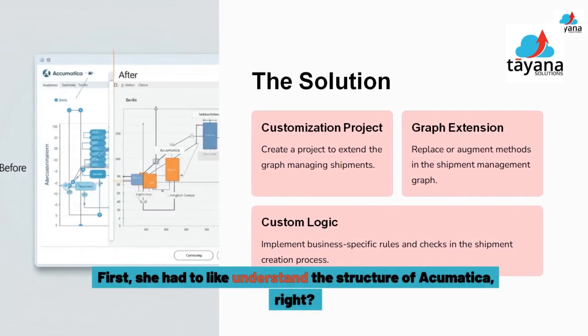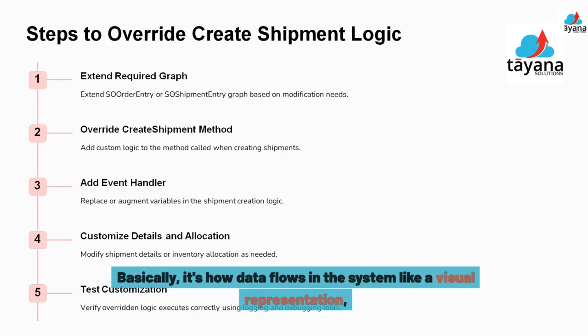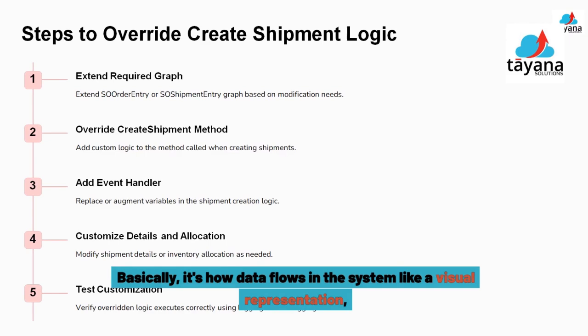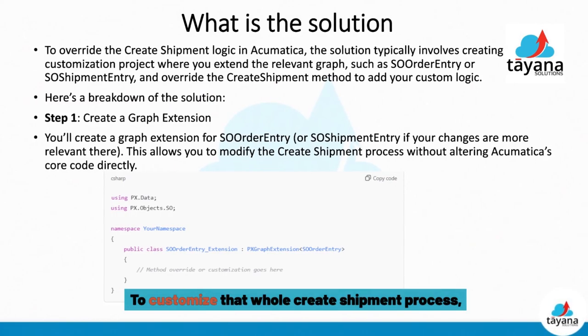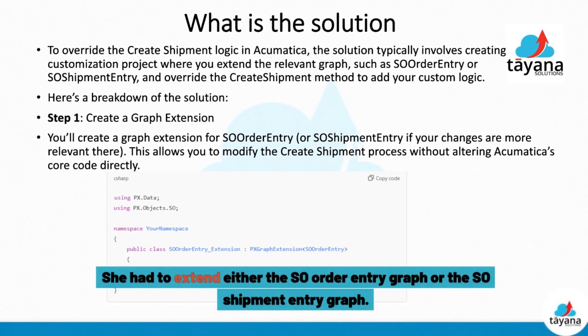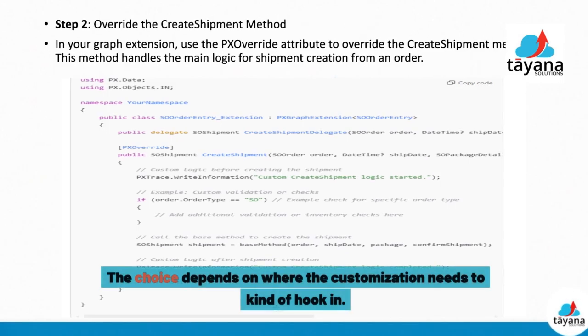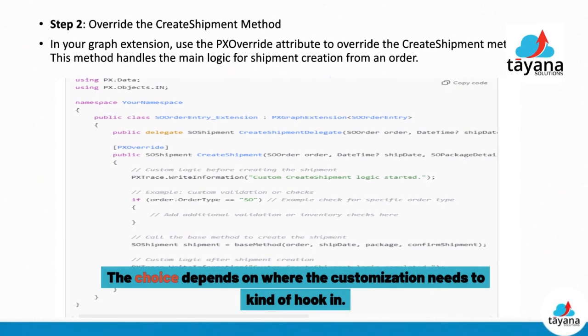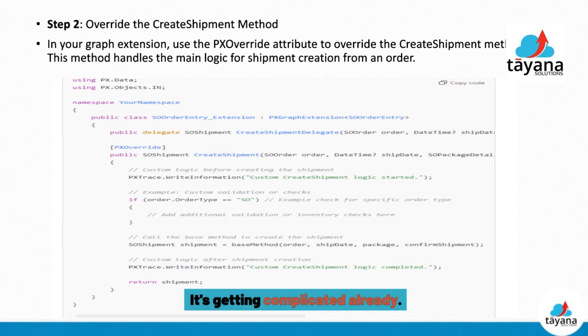First, she had to understand the structure of Acumatica. We're talking about graphs. Basically, it's how data flows in the system, like a visual representation. To customize the whole create shipment process, she had to extend either the SO Order Entry graph or the SO Shipment Entry graph. The choice depends on where the customization needs to hook in. I see, it's getting complicated already.